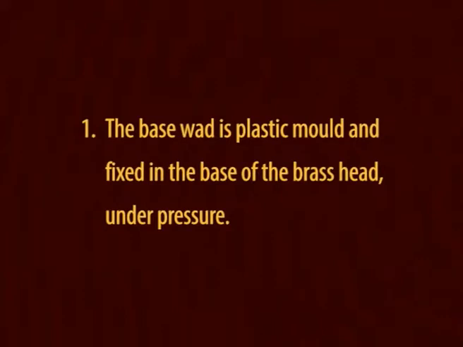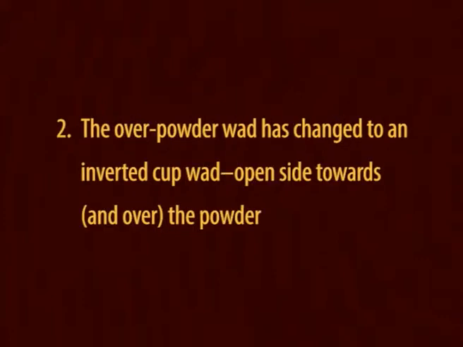The modern shotgun wadding has undergone several changes in the last few decades. The following changes have been made. The base wad is plastic, molded and fixed in the base of the brass head under pressure. The over powder wad has changed to an inverted cup wad, open side towards and over the powder, so that when the gases are formed, the lip, that is the open round edge of the cup, is pressed with pressure against the barrel and thus it seals the bore. It thus prevents the escape of gases from the sides.